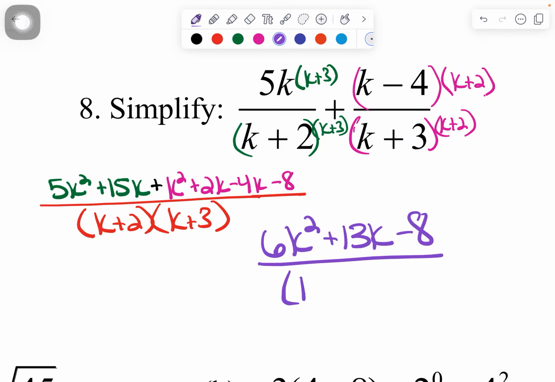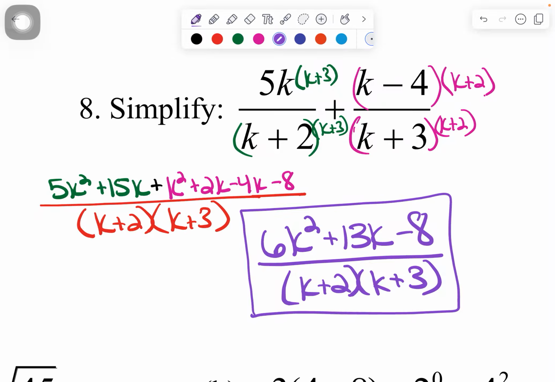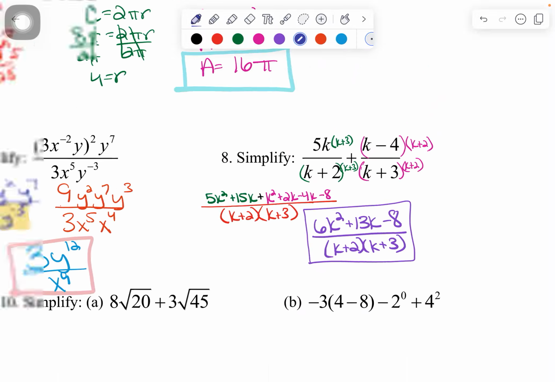All over. You do not need to multiply out the denominator. In fact, I would encourage you not to. So we've got 6k squared plus 13k minus 8. All right, cool. And problem number 8 is done.